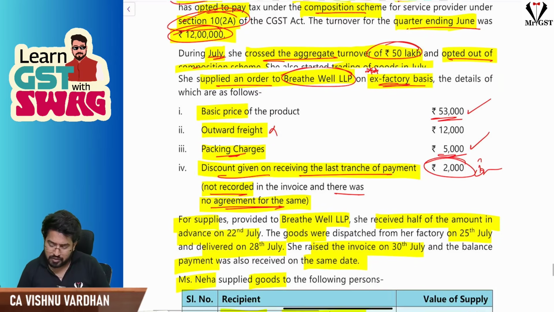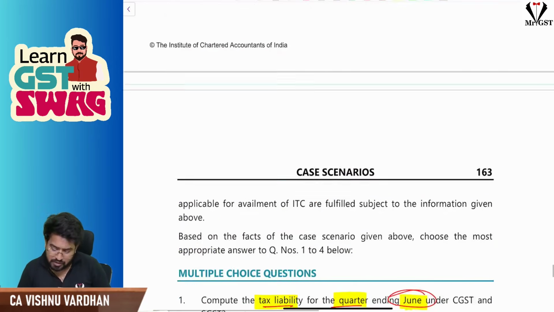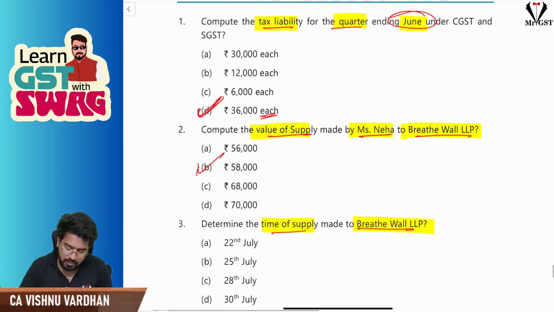So 58,000 will be the value of supply, and I repeat, because it is ex factory basis, the supply will end at the factory gate of the supplier. So outward freight is not the responsibility of the supplier, he will not receive it from the recipient, so that will not be added to the value of supply. So 58,000 will be the value of supply.